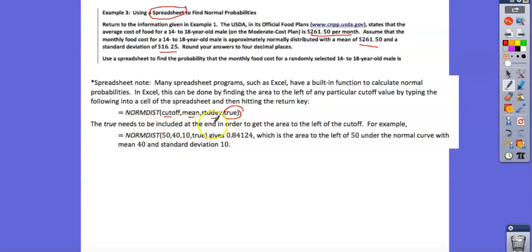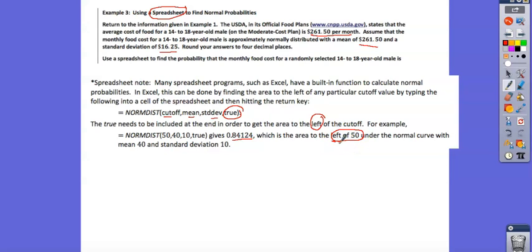The true needs to be included at the end in order to get the area to the left of the cutoff. For example, if you entered in 50, it will find everything to the left of 50 where the mean is 40, standard deviation is 10, and then you put true. And it will give you 0.84124, and that's the area to the left of 50.